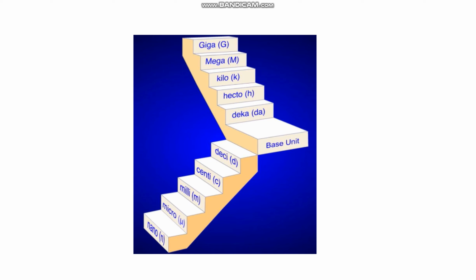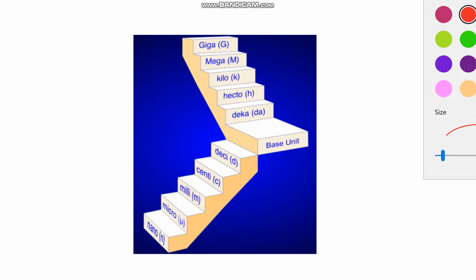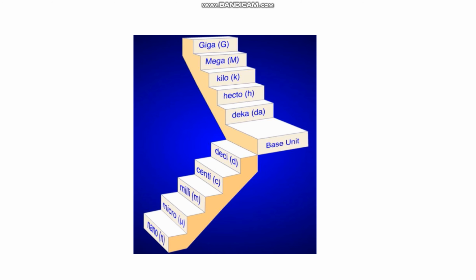So on the staircase, the base unit, in this case, is 1 gram. Okay, 1 gram. That's the base. It could have been liters or meters, but in this problem we're using grams. So 1 decagram, that's 10 times more. That's 10 grams. And every time we move up the staircase, we're going to multiply by 10. So 1 hectogram is the same thing as 100 grams. So you could guess what 1 kilogram is. It's 1,000 grams.